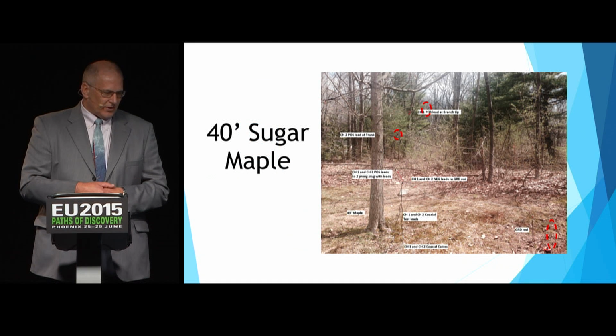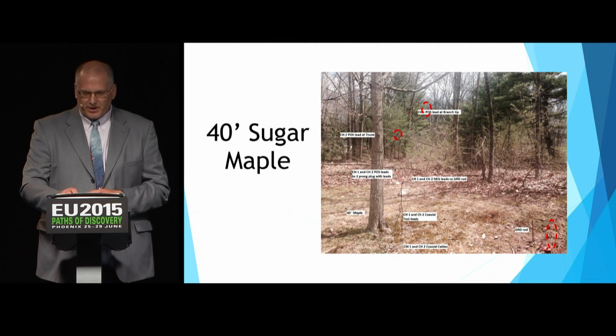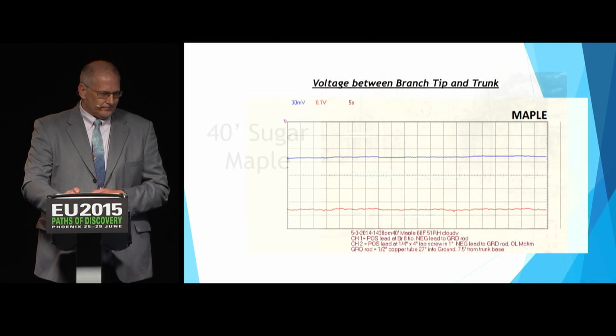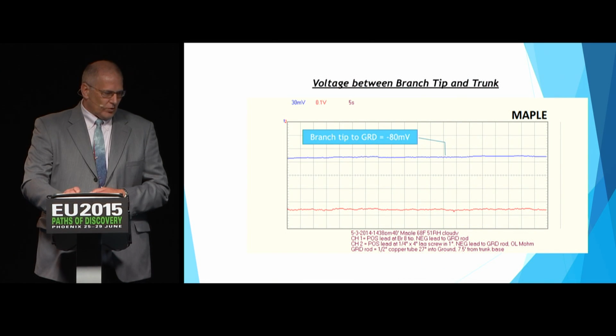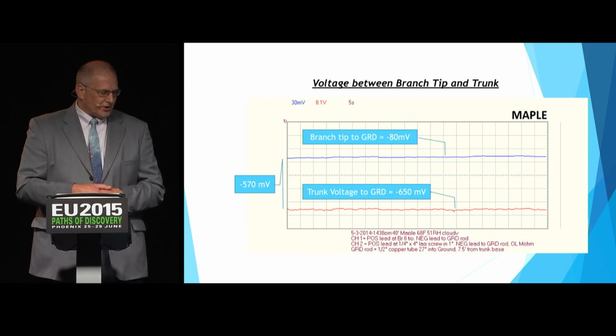Here's a similar setup for a sugar maple tree. Ground rod several feet away. Looks like the red lines have shifted. The channel two positive lead was at the trunk, and the channel one positive lead is at a branch tip, similar to the last reading. But this tree is in Connecticut. The previous tree was in Michigan, so they're 900 miles apart. So again, the voltage at the tip to the ground rod is minus 80 millivolts, and the trunk voltage to the ground rod is minus 650 millivolts, so 570 millivolts difference.